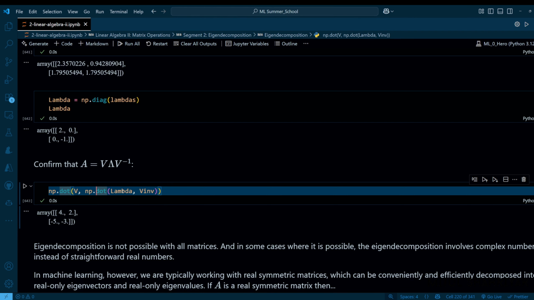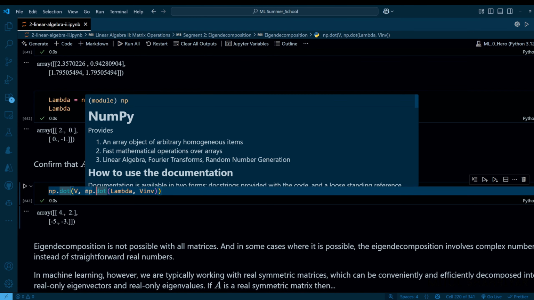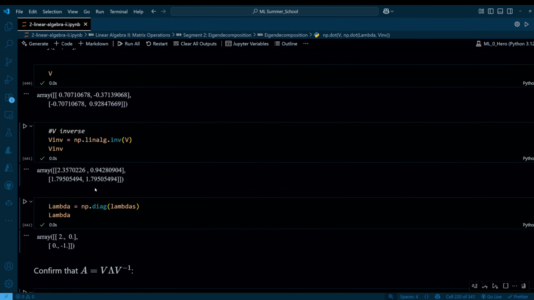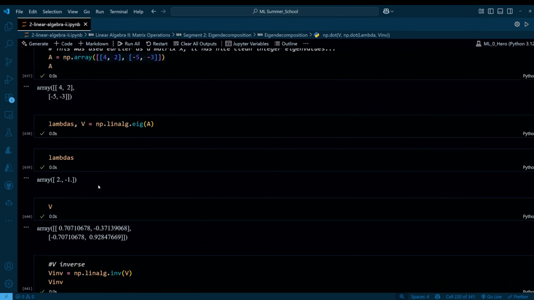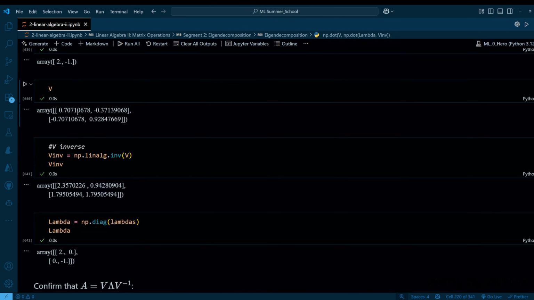Okay, lambda, which is this one. You can see we convert the 2 and -1 into a diagonal matrix with 0, 0, which we are calling lambda. We multiply it with V inverse. So if we just multiply them, that is the dot product. We have also talked about the dot product. Then the dot product of that value with V, we get [[4, 2], [-5, -3]], which is exactly what A was. That means it verifies.